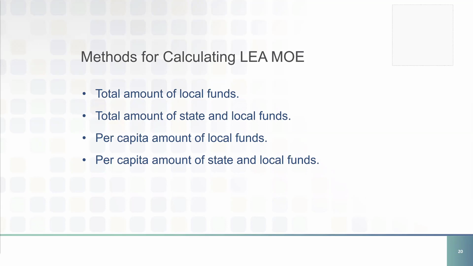For per capita methods, you divide the total amount of funds, whether local only or the combination of state and local, that was budgeted or expended for the education of children with disabilities, depending on whether you are calculating eligibility or compliance, by the official child count that was submitted to the SAA for the same state fiscal year for which you are calculating LEA MOE. And an LEA is allowed to use any of these four methods for each state fiscal year.